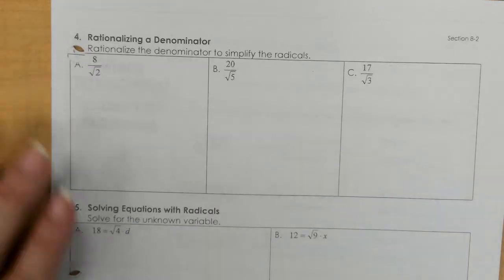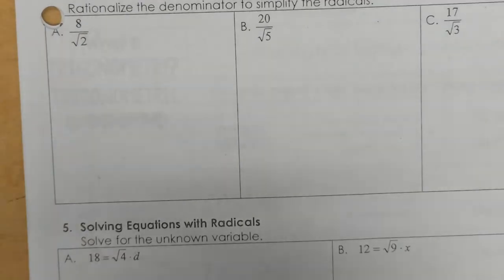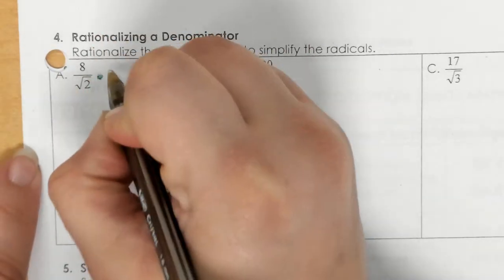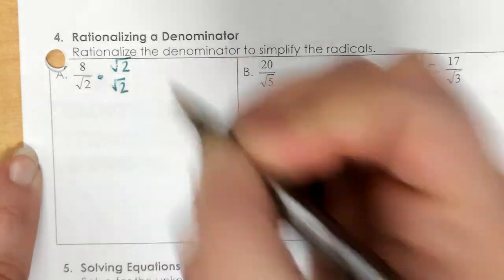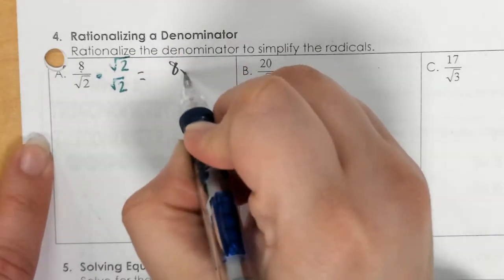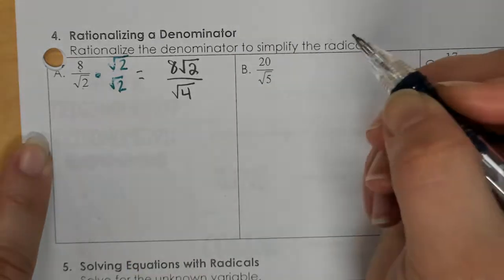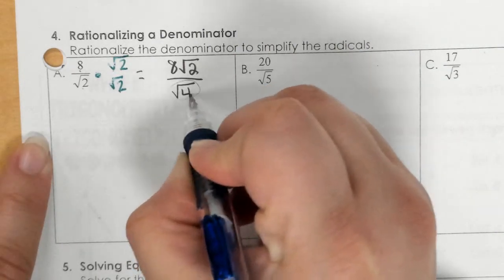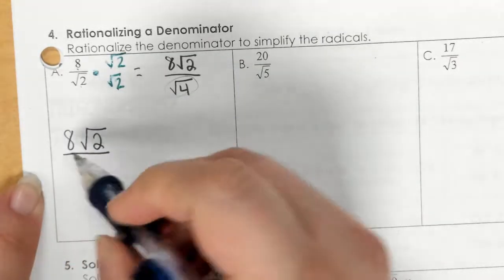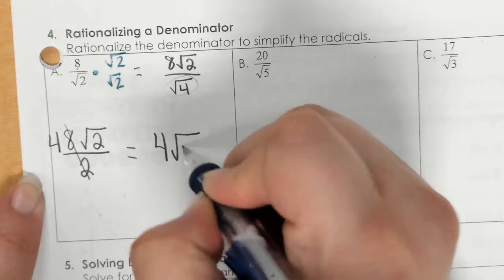Okay, number 4, for rationalizing the denominator, this is when you have to multiply by the denominator. So the bottom is the square root of 2. So I'm going to multiply the top by square root of 2 and the bottom by square root of 2. This gives me 8 radical 2, and 2 times 2 is the square root of 4. But the square root of 4 becomes 2. And 8 divided by 2 is 4. So this is 4 radical 2.